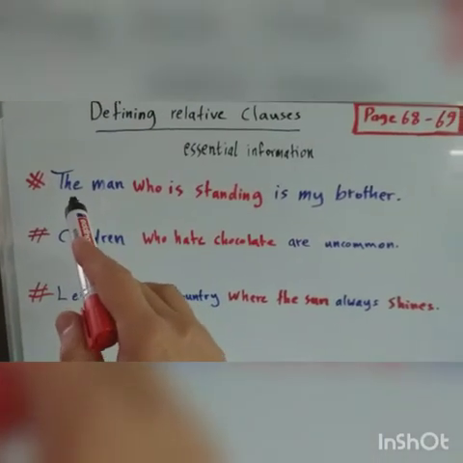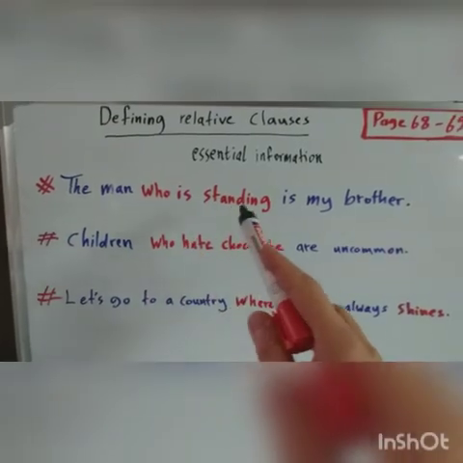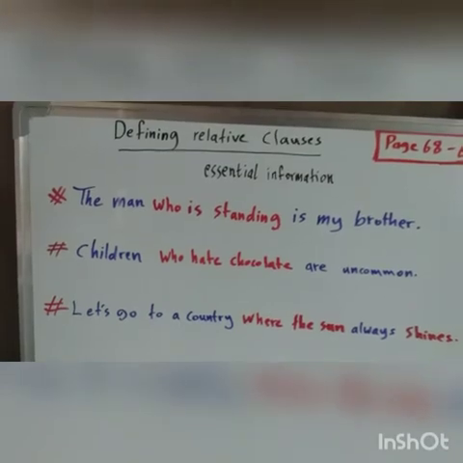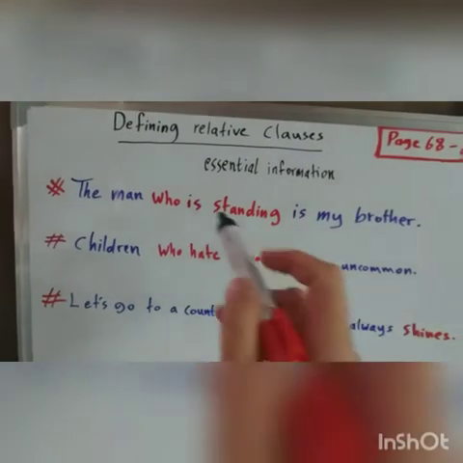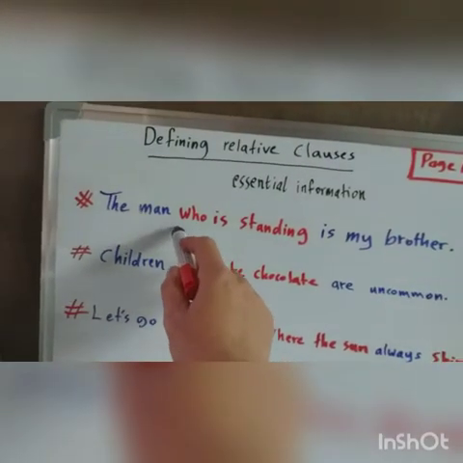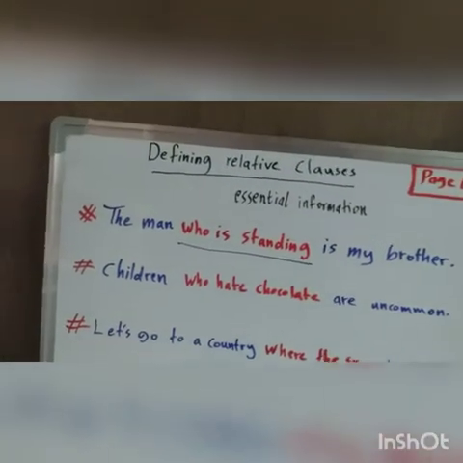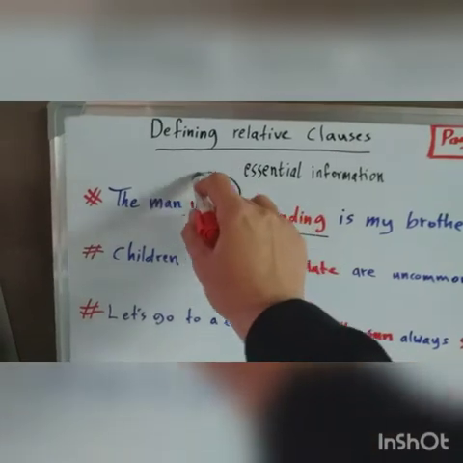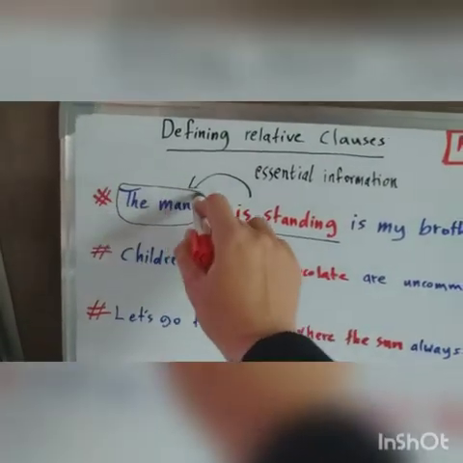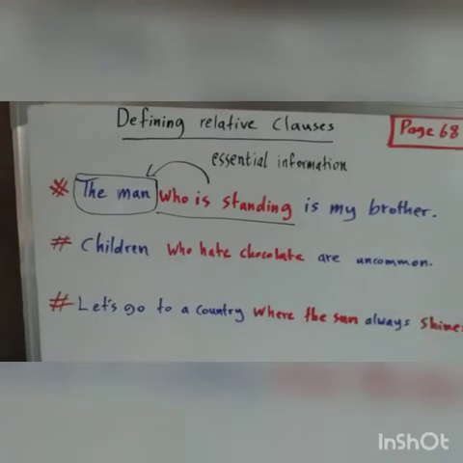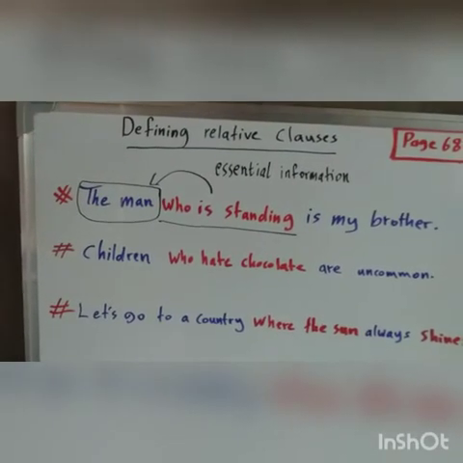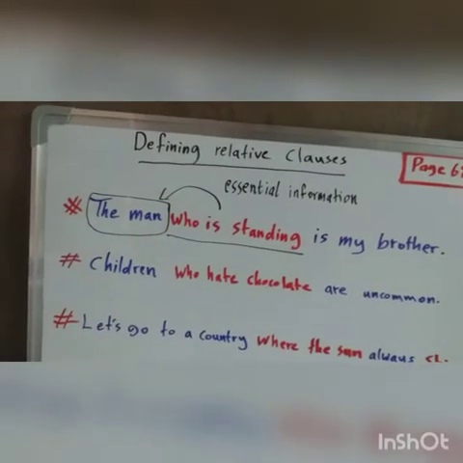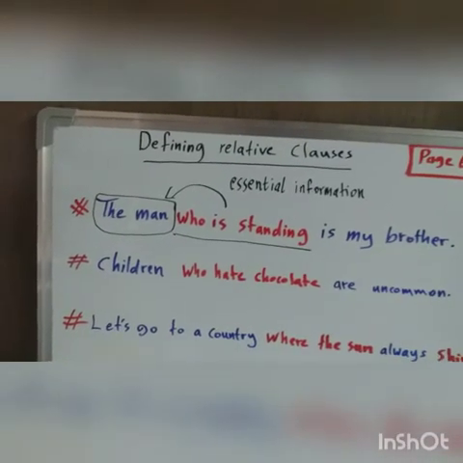The first sentence: the man who is standing is my brother. So in this sentence, this is the defining relative clause, who is standing. And it defines or identifies the noun, which is the man. It's making it very clear that the man who is standing is my brother.